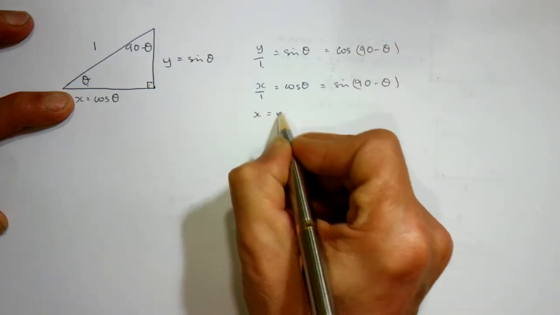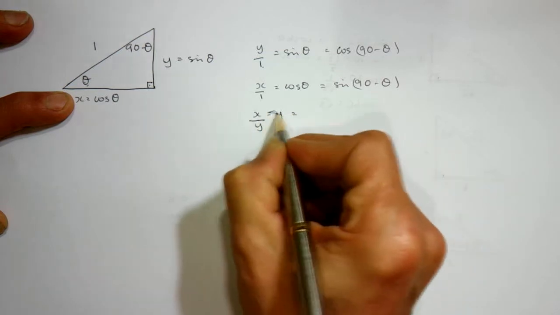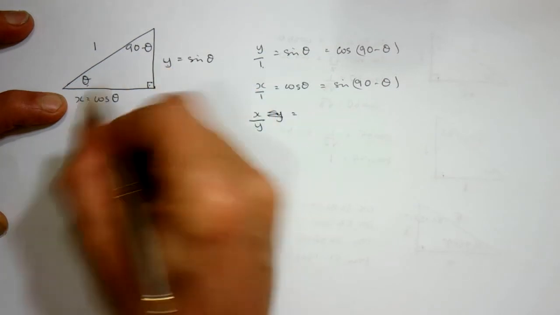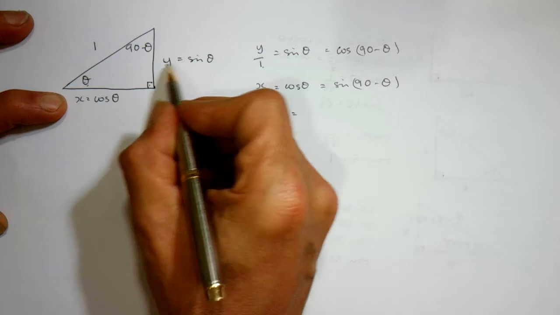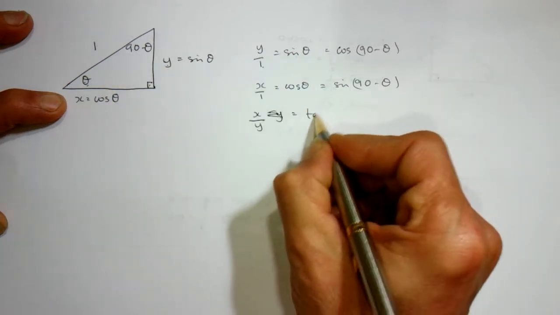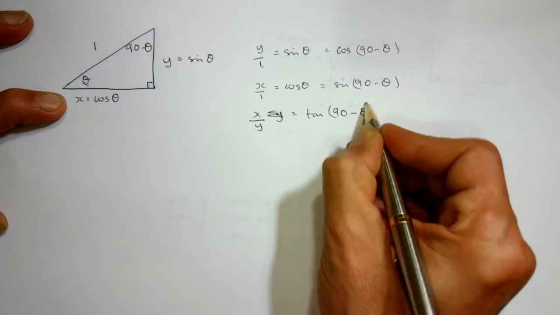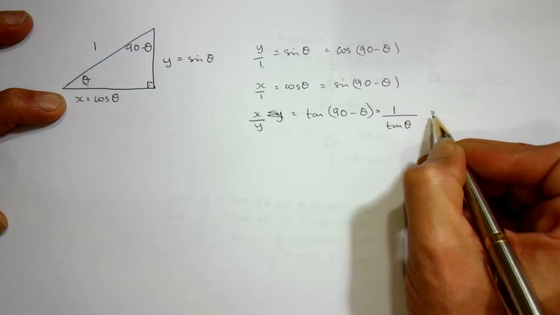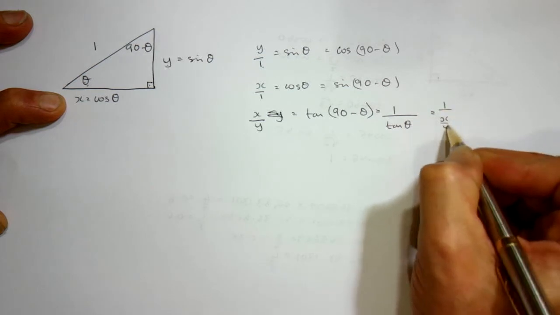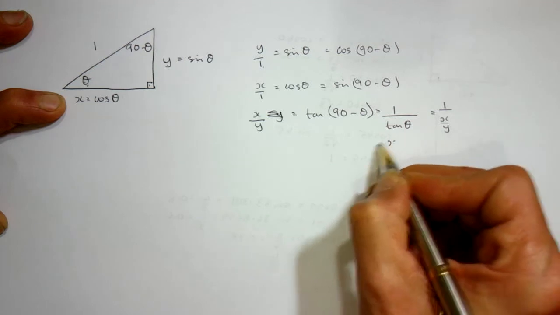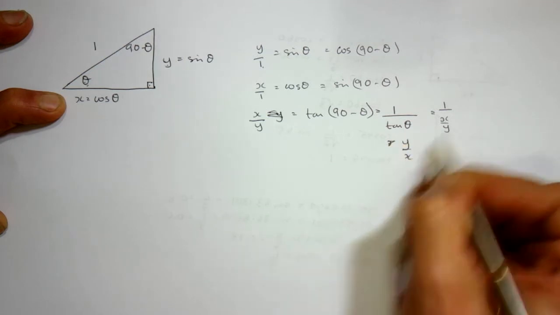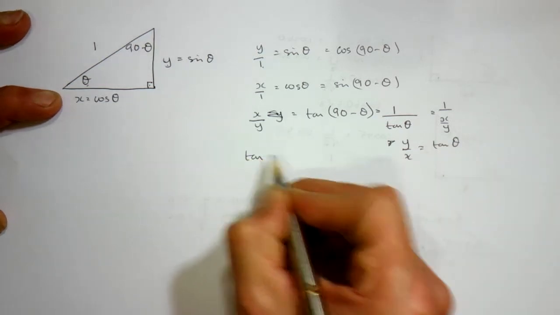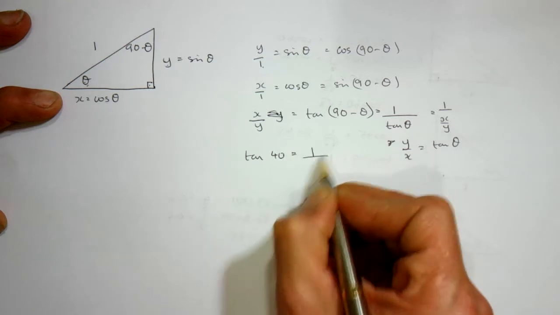And x over y is equal to x over y, adjacent over opposite, or x over y. X is opposite to that one, so that's tan of 90 minus theta, and that's equal to 1 over tan of theta, which is equal to 1 over x over y. So that means that y over x, which is 1 over this one, is equal to tan of theta. So for example, tan of 40 is the same as 1 over tan of 50.